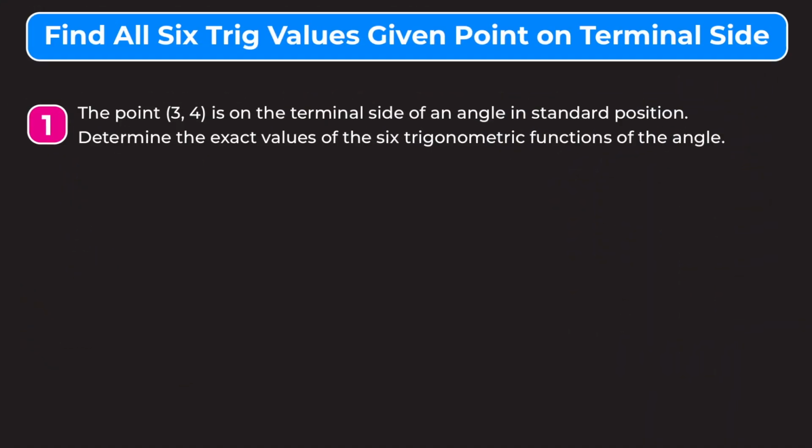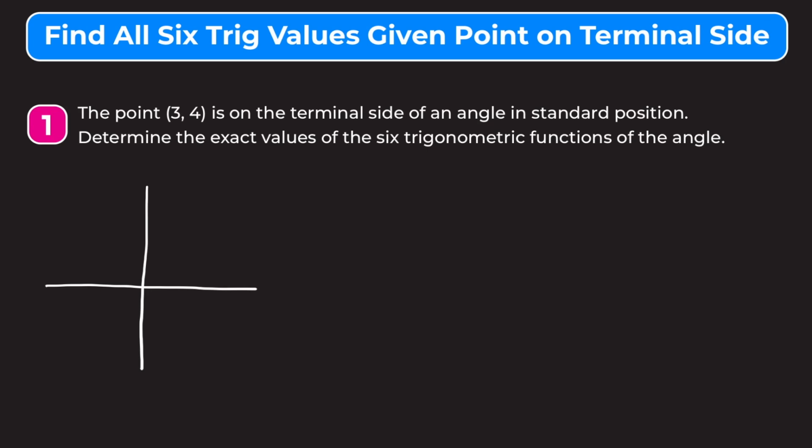In this video, we're learning how to find all 6 trig values given a point on the terminal side of an angle. So let's jump into example 1. Example 1 says the point (3, 4) is on the terminal side of an angle in standard position. Determine the exact values of the 6 trigonometric functions of the angle.